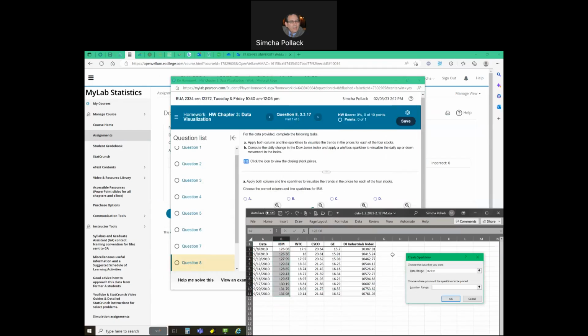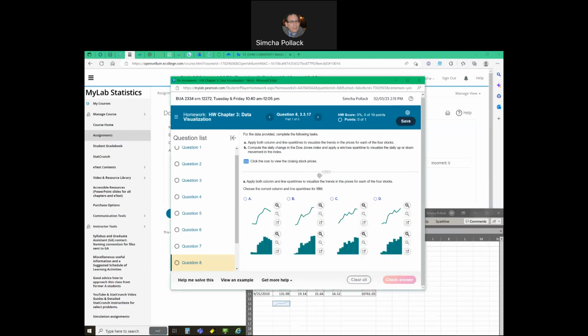Oh, I went to line first. Okay, so the data range is already specified. We have to locate it someplace. Put it here. Hit OK. And there it is. So that's the line. Now let's go back to the question itself. Does any line look like that? Going up, up. I think B looks like that. I would say B. Does that mean the picture looks like this as well? Let's take a glance.